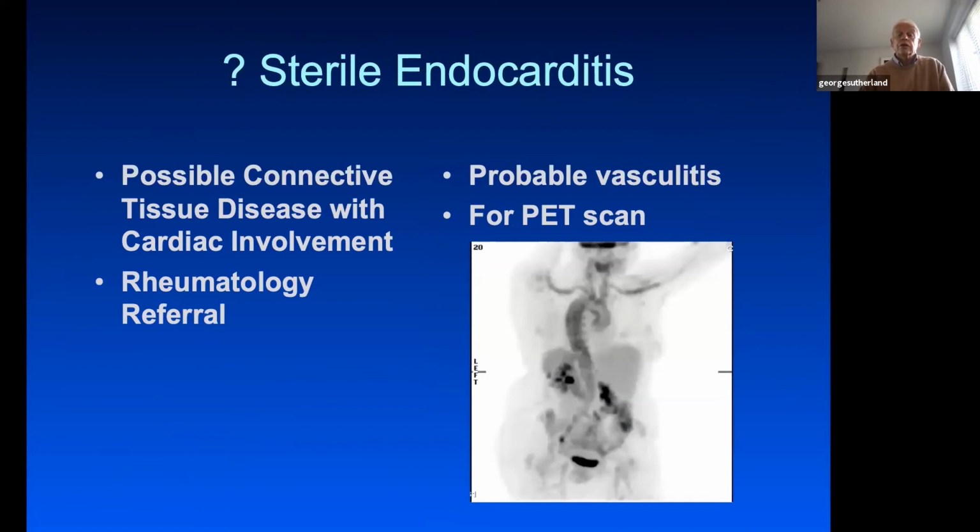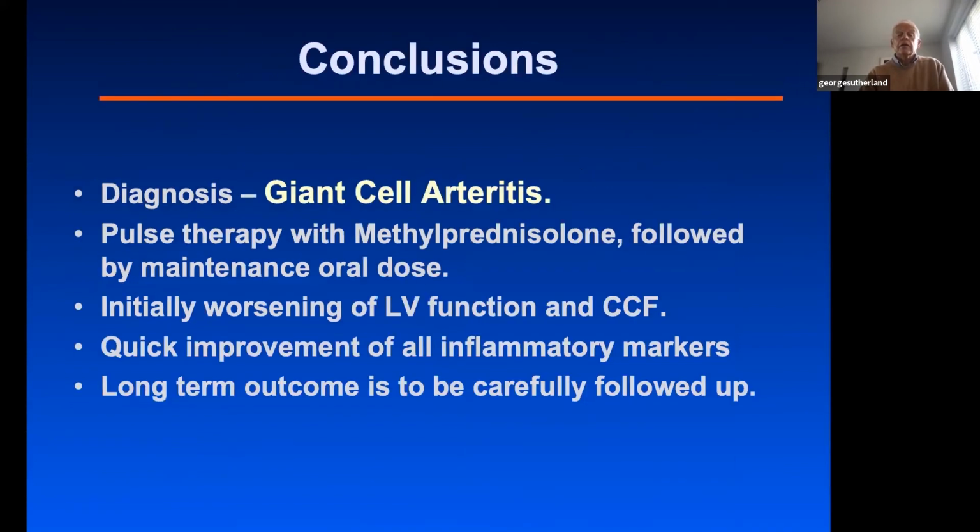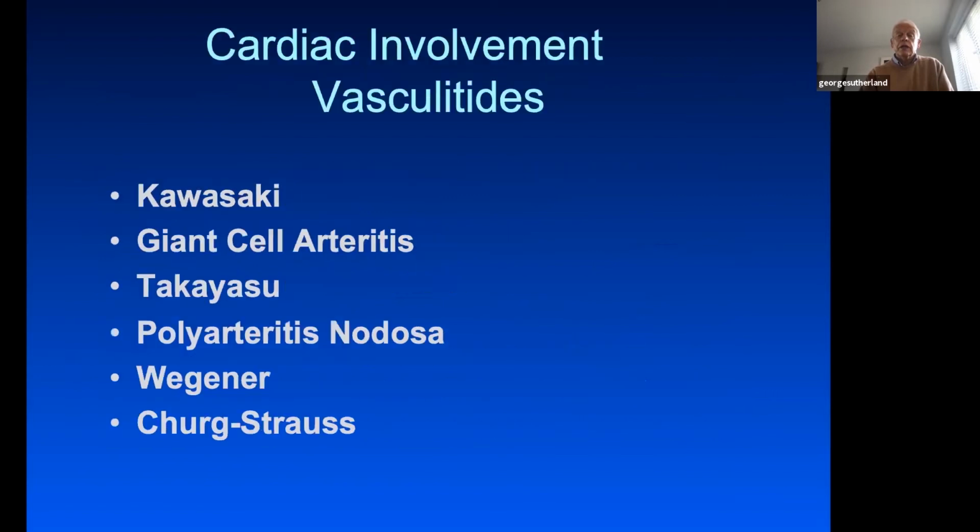Referred to the rheumatologist, probable vasculitis, and a positive PET scan. Her diagnosis was giant cell arteritis, which was presented as involving the heart valves. She was then treated for this with quick improvement of all inflammatory markers and put to observation as her aortic and mitral regurgitation diminished but weren't absent.